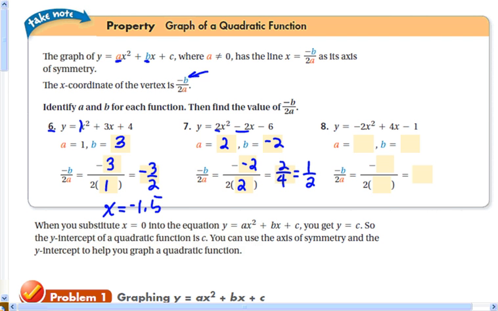In this equation, a is negative 2. b is 4. Take the opposite of b, divided by 2 times a, which is negative 4 divided by negative 4, which is positive 1. So the axis of symmetry for that one is x equals 1.